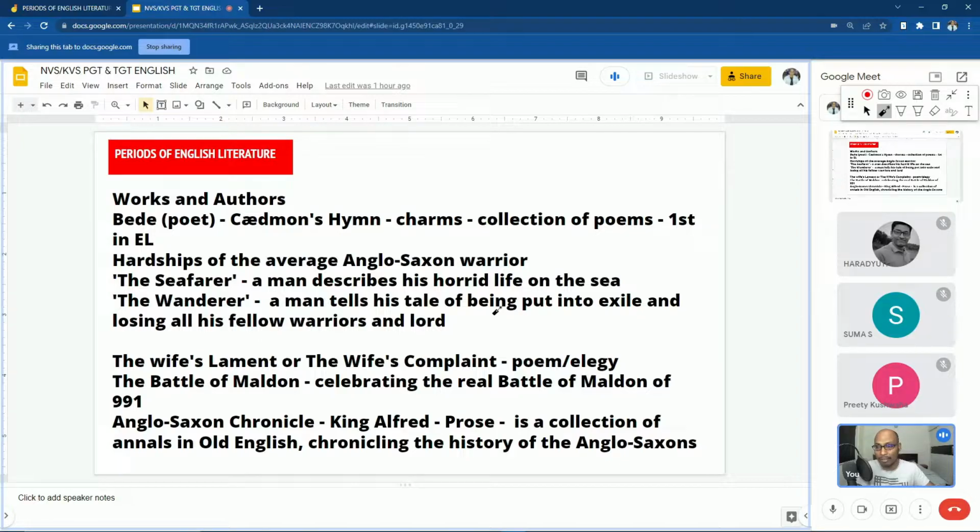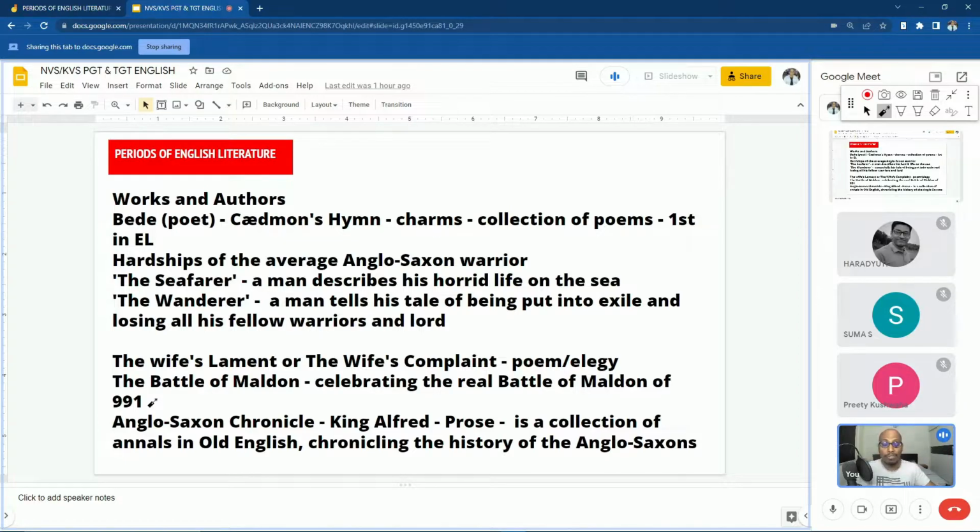These are the oldest references we have in English literature for the Anglo-Saxon warriors. Then there is The Wife's Lament. There is one more old poem, The Wife's Lament or The Wife's Complaint. It is a poem, also called an elegy. Then the Battle of Maldon, celebrating the real Battle of Maldon of 991.